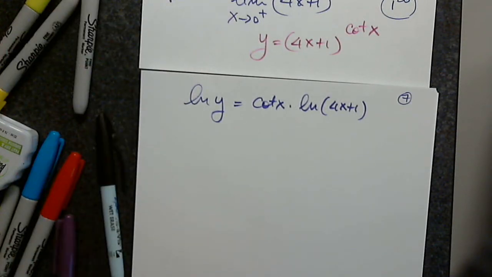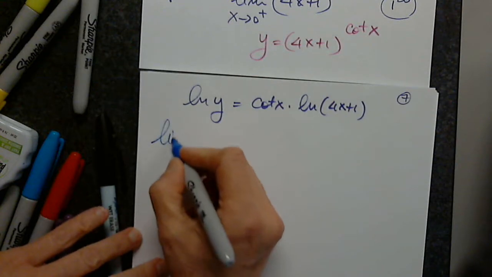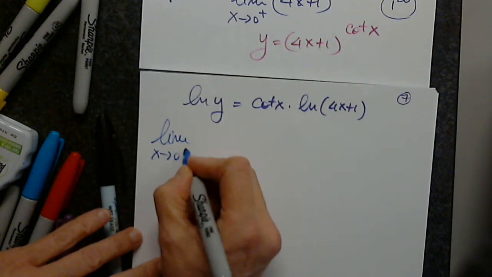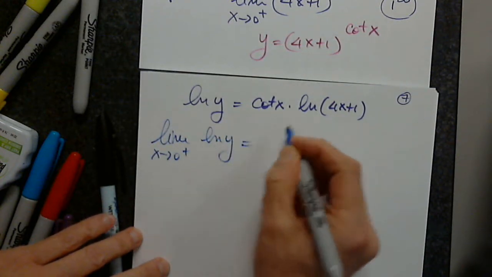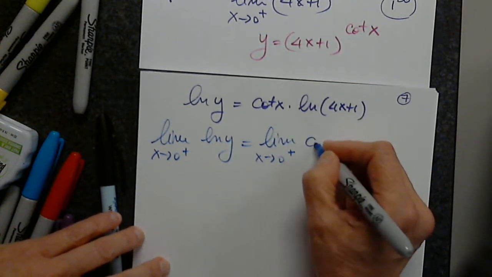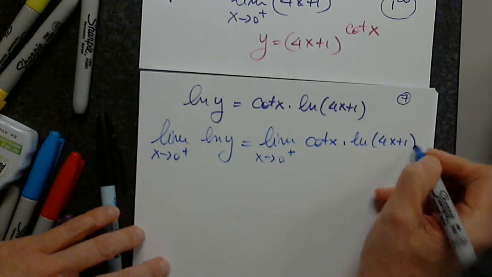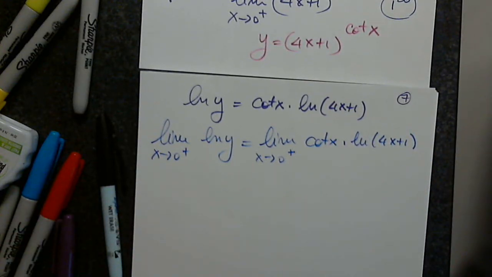Yes. So after we denoted the function by y, and we apply natural log to both sides, now we apply limit to both sides. That's the next step. Very good. So I have limit as x approaches 0 from the right of natural log y equals limit as x approaches 0 from the right of cotangent x times natural log of 4x plus 1. Now I try again.